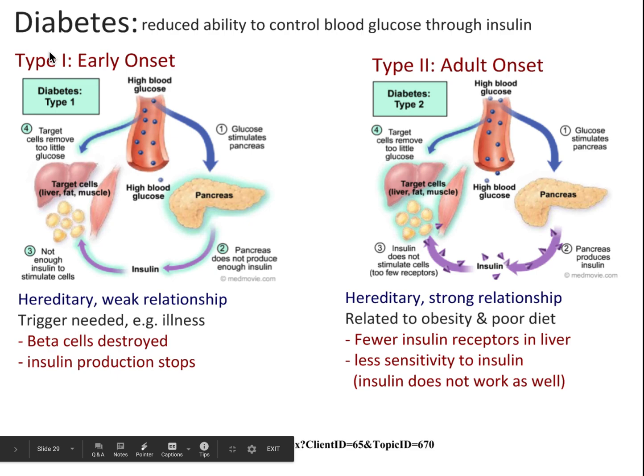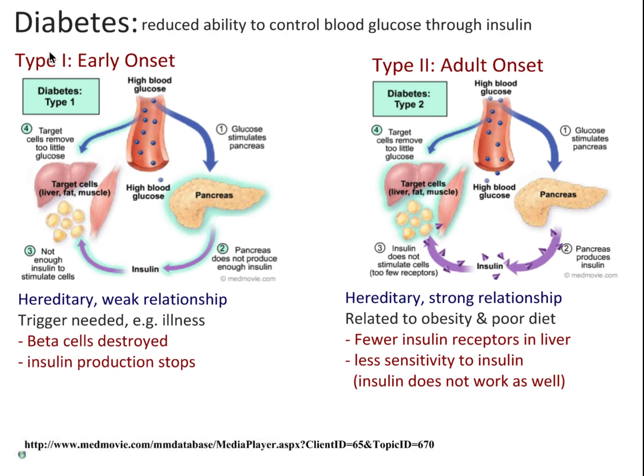Diabetes is the reduced ability to control your blood glucose through insulin. So there's two types of diabetes. Type 1, which is early onset, or type 2, which is adult onset. Type 1 would be hereditary, and there's a weak relationship. What that means is it's usually triggered by an illness.